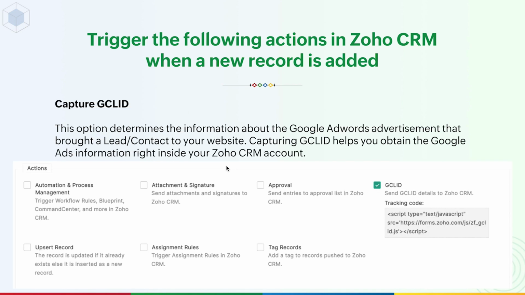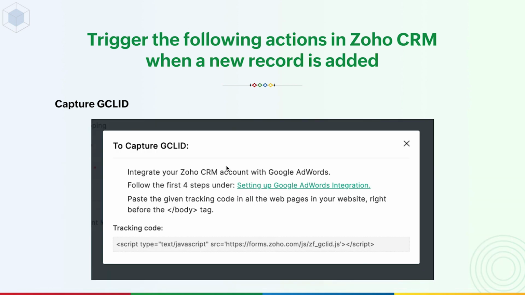You also have an option to capture the Google Click identifier. If you have your CRM linked with Google AdWords, then this would help in capturing the click details of your Google ads. All you'll have to do is follow the instructions given in this dialog box, paste the script provided in your web page, and the click details will be sent to your CRM account.